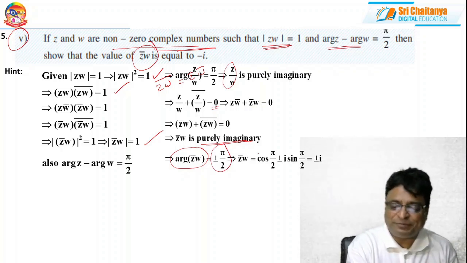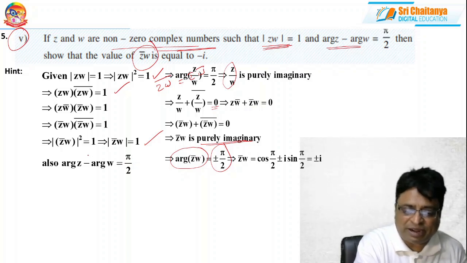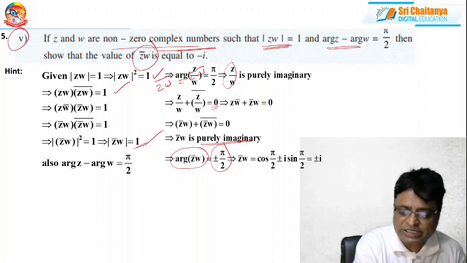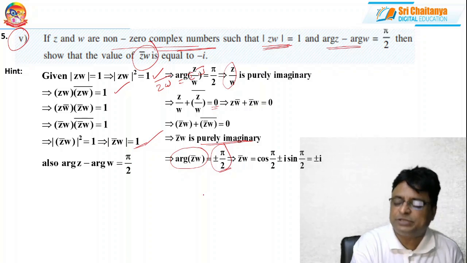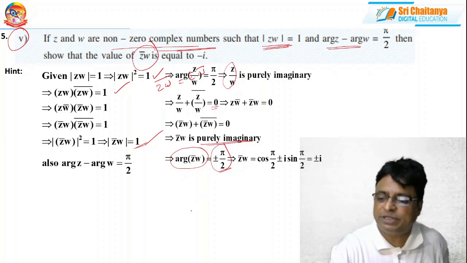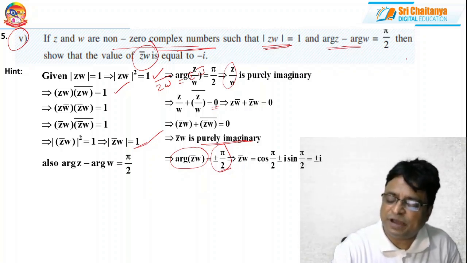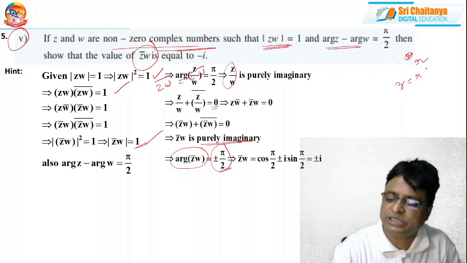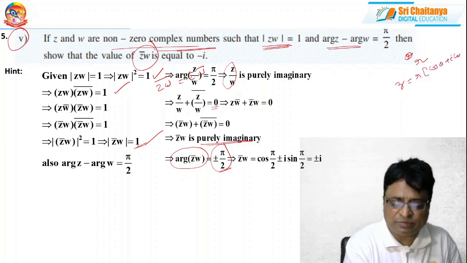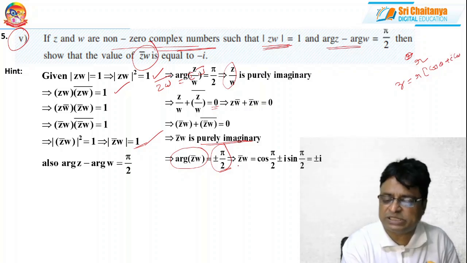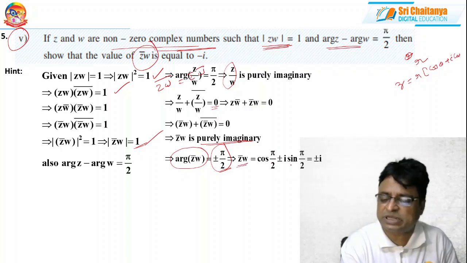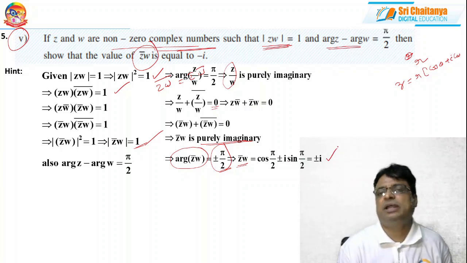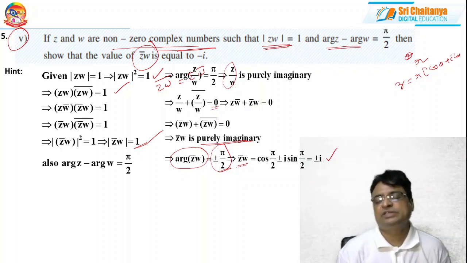So I got modulus as well as argument. So what would be the complex number? If argument of a complex number is theta and modulus is r, then I can write the complex number as r into cos theta plus i sin theta. So similarly, it is modulus and it is argument. Therefore, my complex number Z bar W is equal to cos pi by 2 plus or minus i sin pi by 2, which is equal to plus or minus i. But they want only one value, that is minus i.